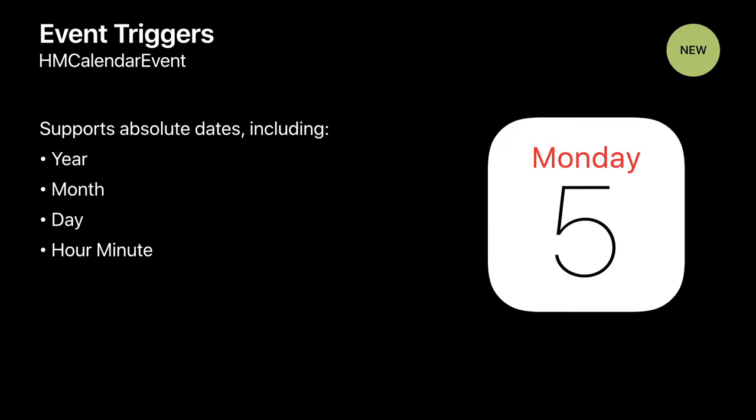And we have a number of enhancements and new features for event triggers. The first of which is support for date-based events via HMCalendarEvent. This provides an improved scheduling capability over HMTimerTrigger. You can now take advantage of all the features of event triggers, such as conditions, and some of the other features we're going to be talking about shortly. And we support dates based on year, month, day, and hour, minute combination.